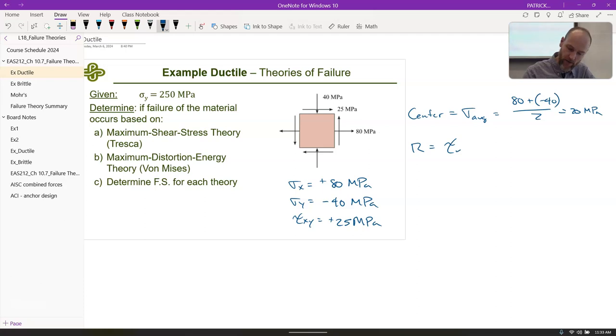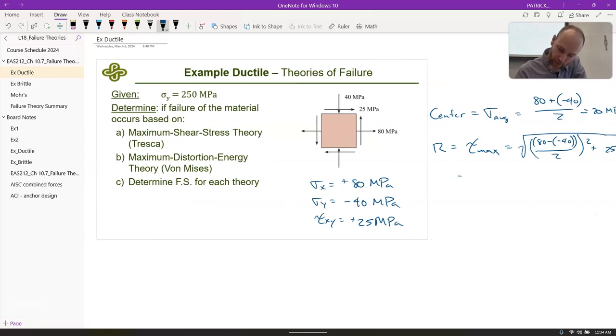The radius is going to be equal to my max shear stress, right? And that max shear stress is critical for the Tresca criterion. So that's equal to the square root of sigma x minus a negative 40 over 2 quantity squared plus 25 squared. So that's equal to 65 megapascals.